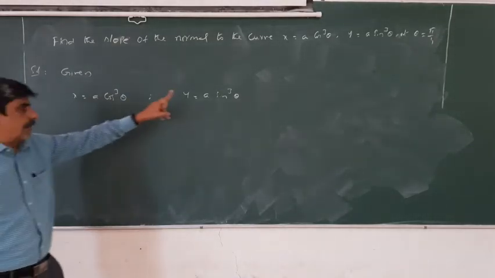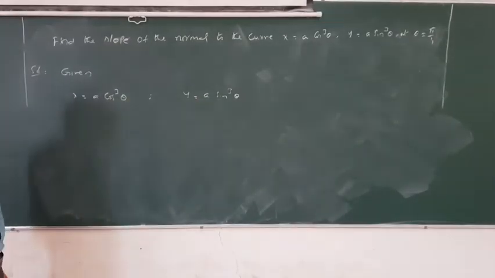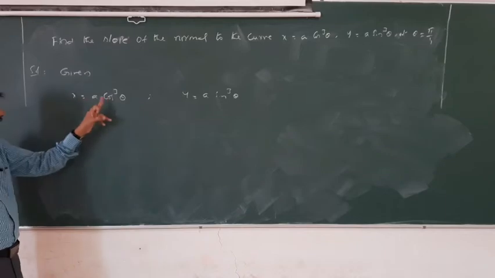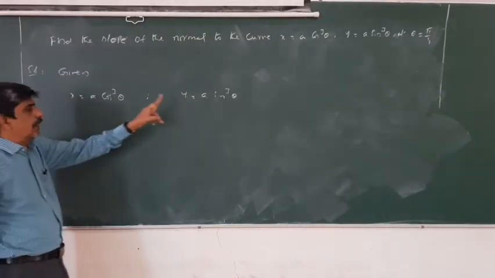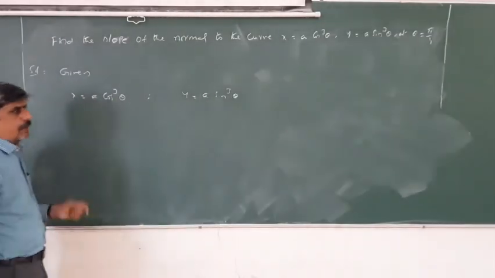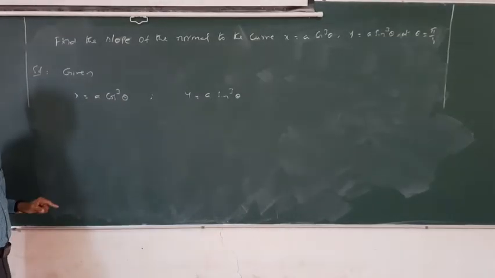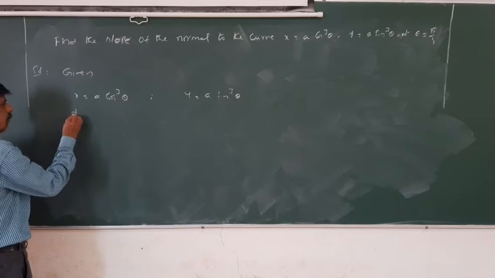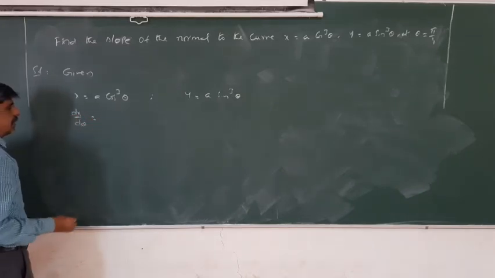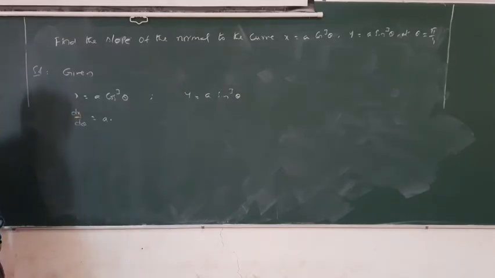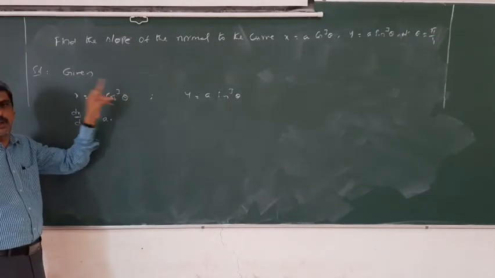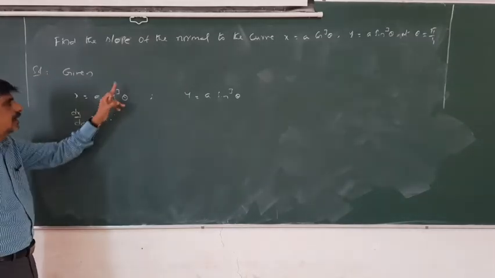So x and y are functions of theta. dy by dx is called the slope of the curve. Since x is a function of theta and y is a function of theta, first differentiate these two equations with respect to theta. d by d theta of x, we write as dx by d theta, equals a, which is a constant coefficient, keep the same, times d by d theta of cos theta whole cube.